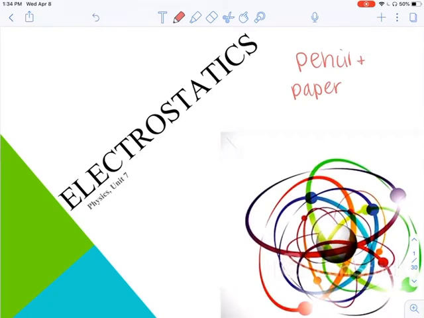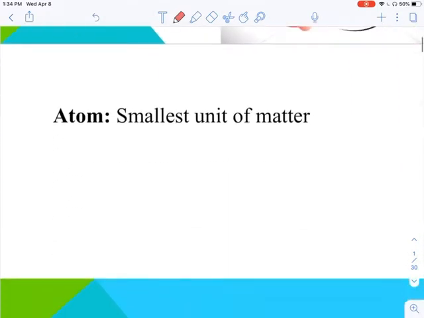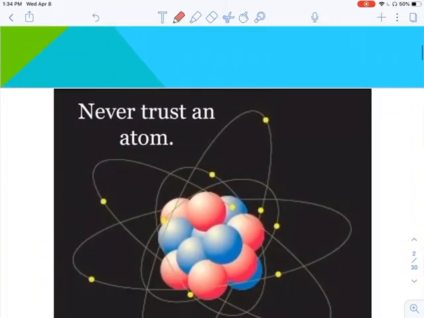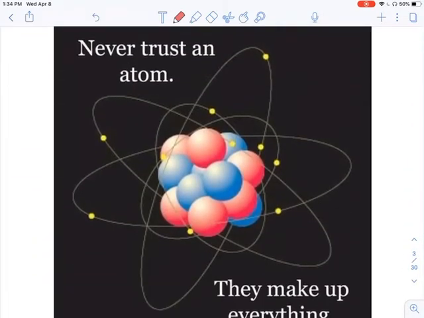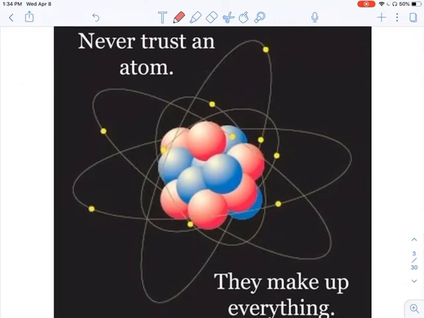What do you know about an atom? Have you heard the word atom before? An atom is the smallest unit of matter, and it makes up everything all around us. You've probably heard this corny joke before, but here it is again. Never trust an atom because they make up everything.